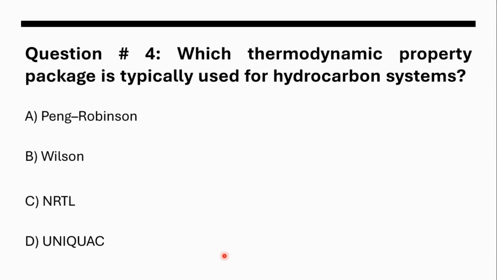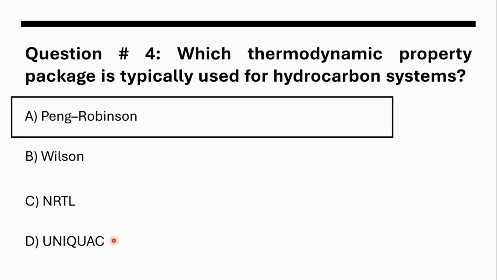Moving to question number 4: which thermodynamic property package is typically used for hydrocarbon systems? Option A, Peng-Robinson, B, Wilson, C, NRTL, D, UNIQUAC. If we categorize the property packages, we have equation of state and activity coefficient models. Activity coefficient models cannot be used for hydrocarbon systems; NRTL, Wilson, and UNIQUAC are part of them. So accordingly, the equation of state approach is used, and Peng-Robinson is the correct answer because it belongs to the equation of state models.